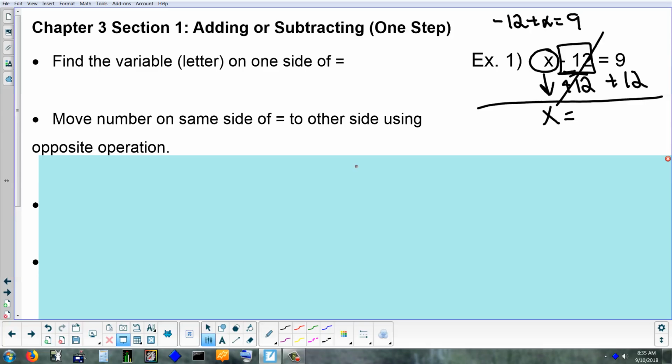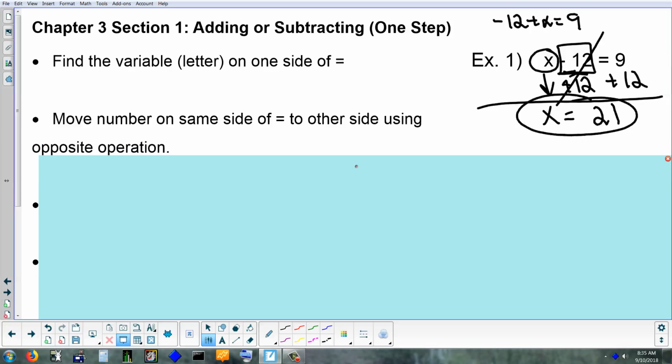What are we going to do? Add 12 to 9. Will the answer be positive or negative? Positive. How do you know? Because 12 is positive, they're both positive. And the rule is: if it's the same sign, keep the sign, which is positive, and then add the numbers together. 9 and 12 is what? 21. X equals 21.